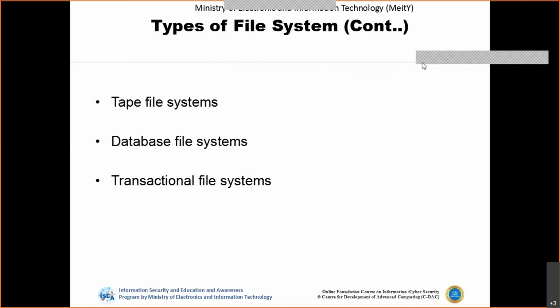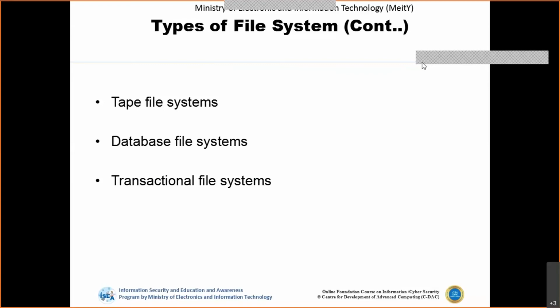Now the other types of file systems we have are tape file systems, database file systems, and transactional file systems. Whenever we talk about tape file systems, these are specifically designed for storing files on tape. Whenever we talk about large storage for archival in data centers, we generally prefer tape file systems. These use magnetic, sequential storage media to store and retrieve data. So for this, we use tape file systems.